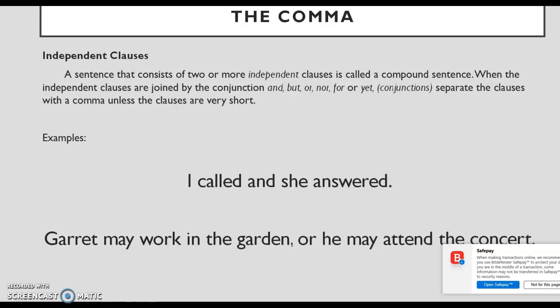Garrett may work in the garden, or you may attend the concert. Garrett may work in the garden is a complete sentence, and you may attend the concert is a complete sentence. They're joined by the conjunction or, but they're long, so they do need a comma before. A good way to learn this: if there's a subject word after the conjunction, there is a comma before the conjunction.